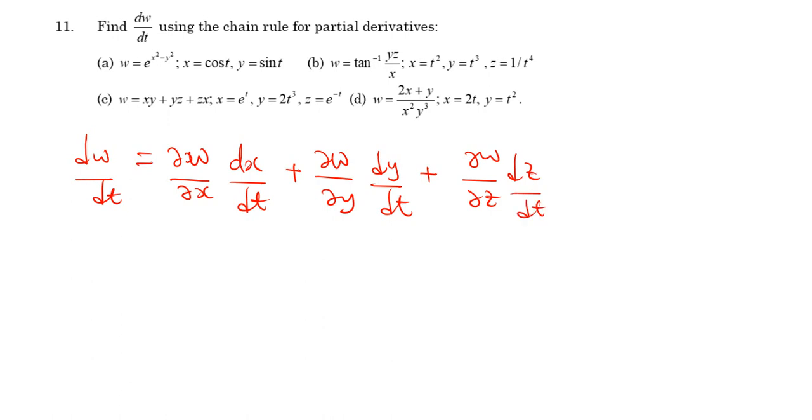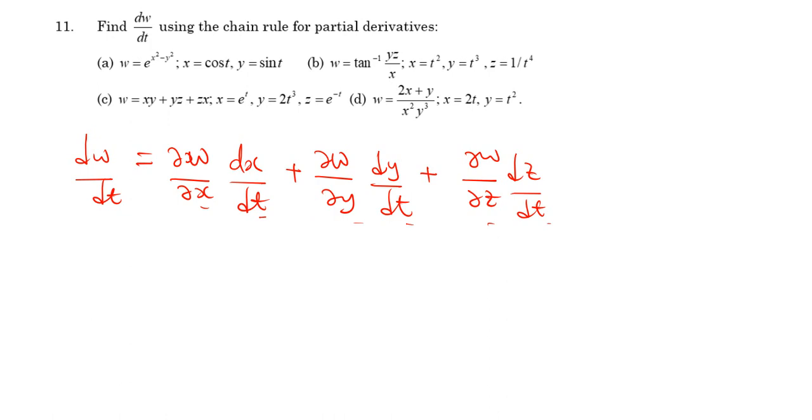So this is presuming that I have a function w, and it's defined in terms of these variables x, y, and z. Then I have these functions x, y, and z, which are also written as functions of t. So each of them has been written as a function of t, hence we are doing dt there, like that.